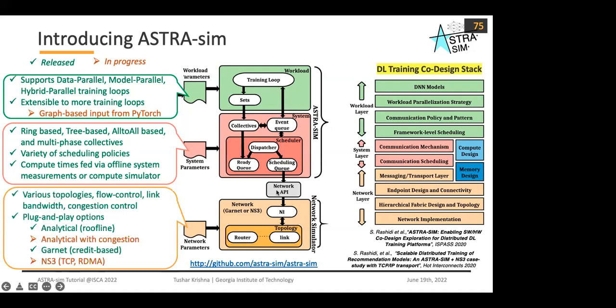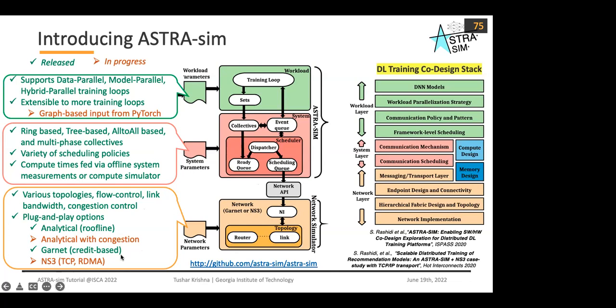And at the network side, through the network API, you can plug and play different kinds of network simulators, which allow you to model different topologies, flow control techniques, link bandwidths, congestion control, and so on. And these are all plug and play. That's, I would say, the real beauty of this. You can plug in your own model as well. Right now we have an analytical roofline-based model that we plug in, and for simplicity we'll be using that for a lot of the demo exercises today.